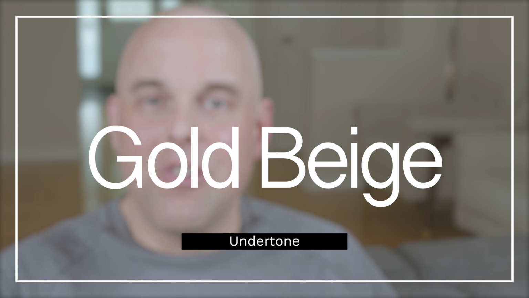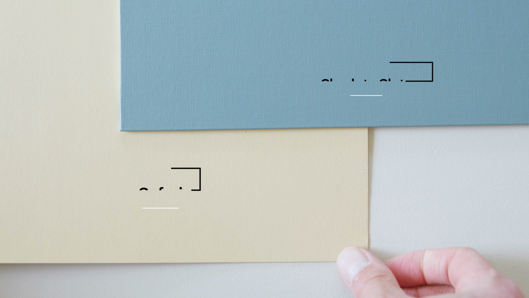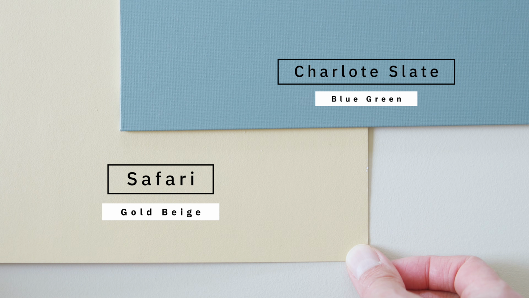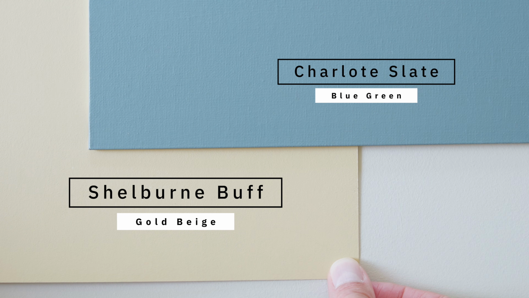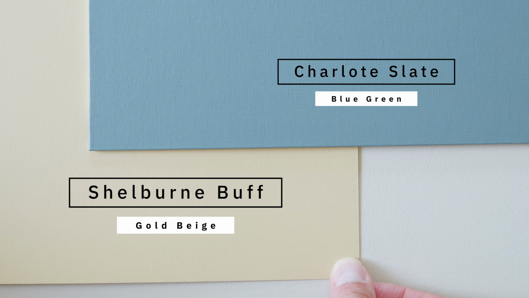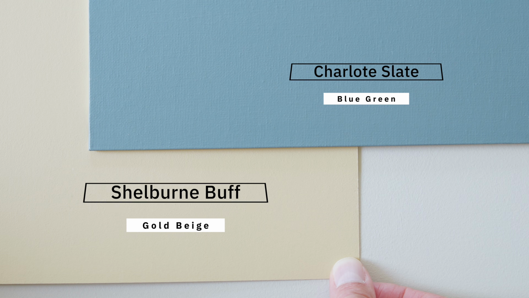And the fifth undertone are gold beiges, like Safari from Sherwin-Williams. Watch what happens when I compare Safari with Charlotte Slate by Benjamin Moore, which is considered a blue-green. So you're going to instantly see when I compare it with Safari, look how gold Safari looks. The next one I'm going to compare it with is called Benjamin Moore Shelburne Buff. Watch what happens when I compare this with Charlotte Slate by Benjamin Moore. Again, you see the gold beige in Shelburne Buff.